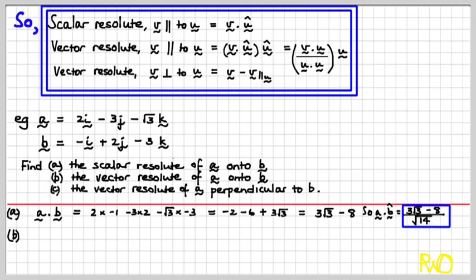And what's B again? The vector resolute of A onto B. Now I'm going to use my preferred formula here. This is the one I'm going to use because I like this one. So is that alright with you? Hope so. So here it comes: A dot B over B dot B times vector B.